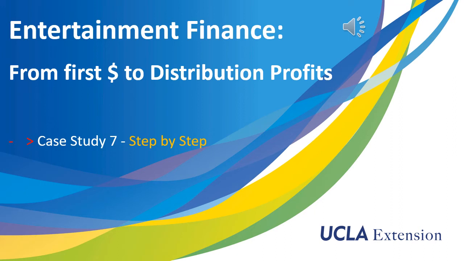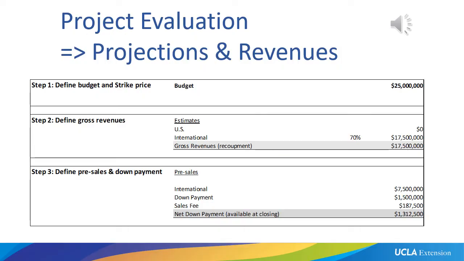Let's do our case study 7 together and look at each step in order to arrive at the producer's profits. Our budget in this case is $25 million. We will not be deducting any in-kind services, and the strike price is therefore going to be the same amount. It's the budget, $25 million.